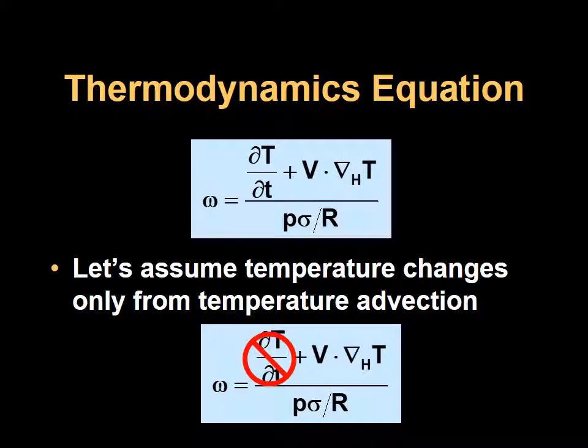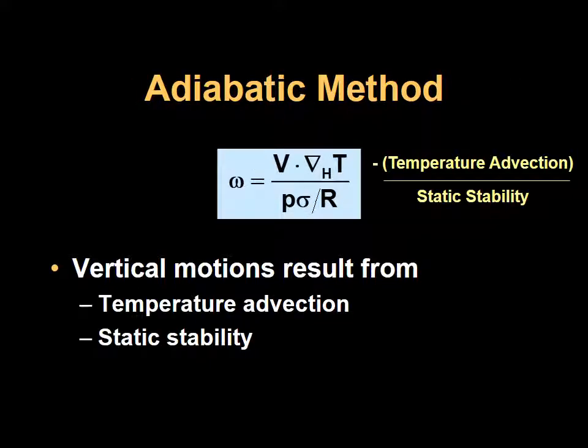The last thing we're going to do is assume that temperature changes only occur from advection. So we're looking at only advection. If we get rid of that term, the equation looks a lot simpler. Now, this equation says that omega is a result of two things, either in the top, temperature advection, or in the bottom, static stability. So this is another method for figuring out vertical velocities.